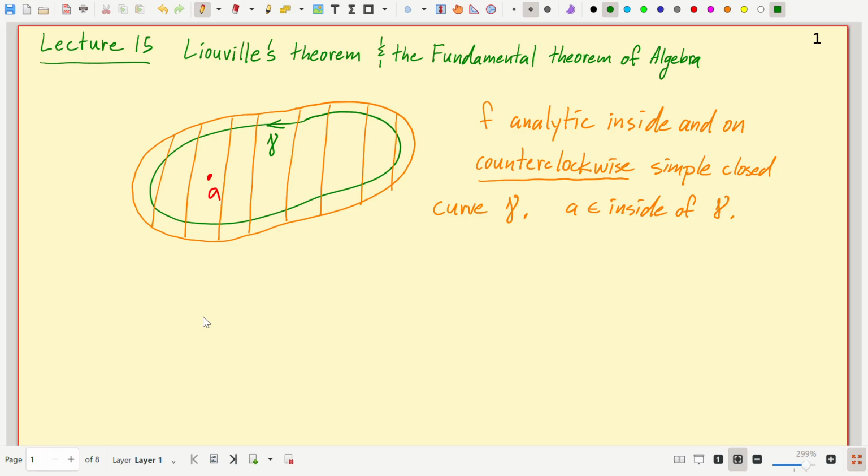And if A is a point inside the simple closed curve gamma, then the Cauchy integral formula says the value of f at A is this simple formula. And the mind-blowing thing is this shows that the value inside that curve only depends on the values of f on the curve. That's pretty unusual. It means that analytic functions are kind of rigid. You can't push them around.